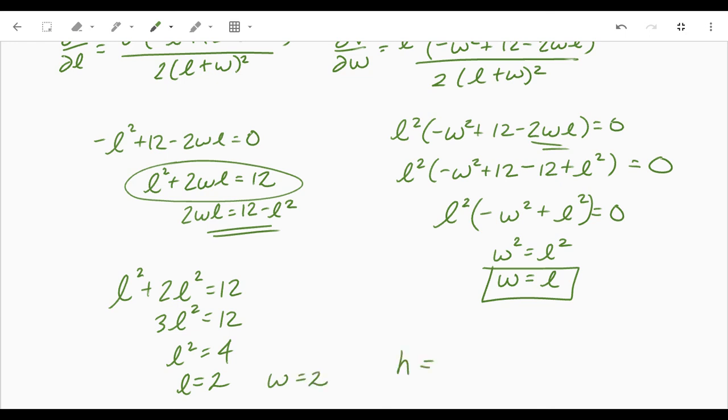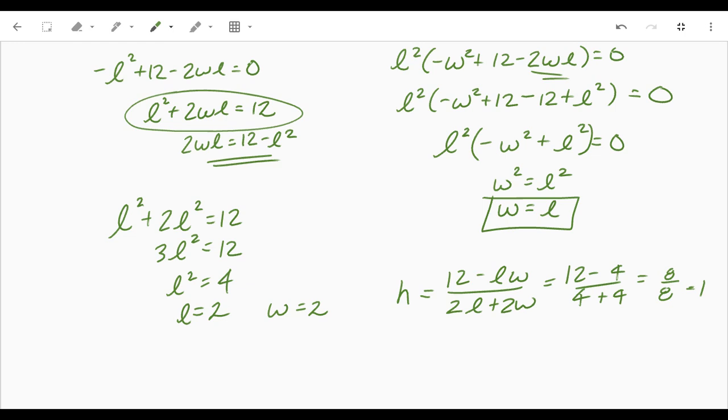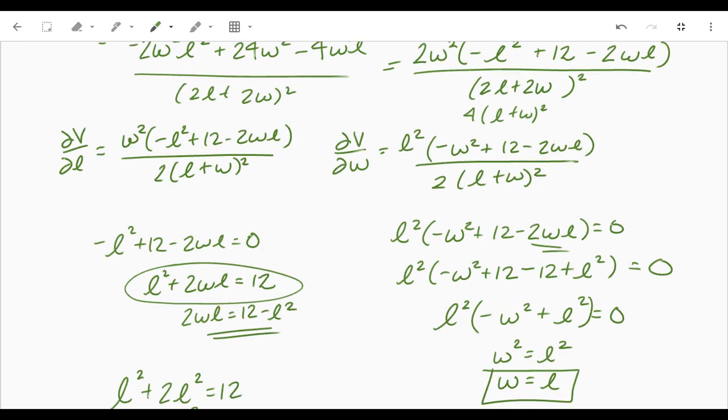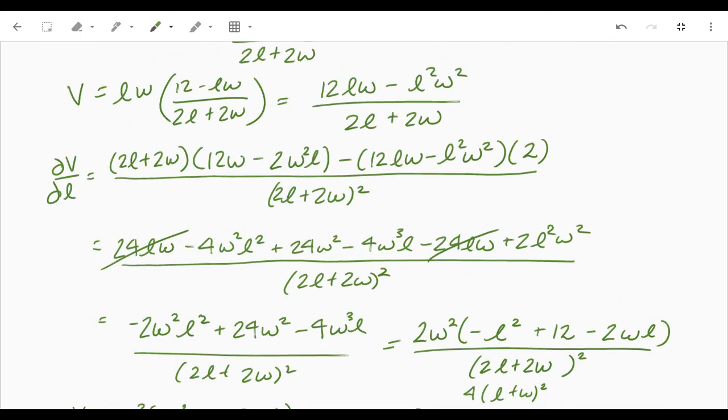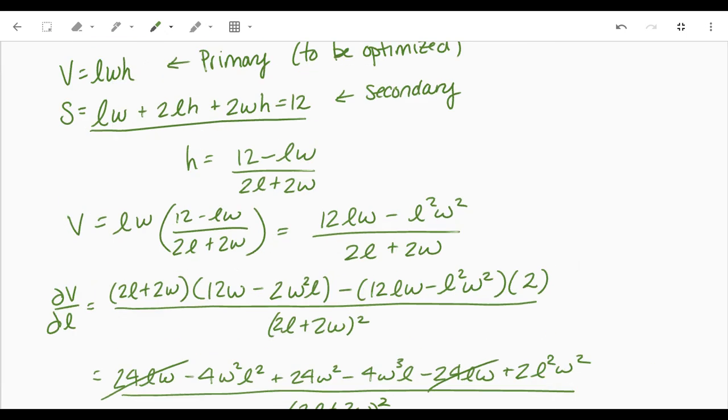And then our height, with that height formula above, 12 minus LW over 2L plus 2W, which would be 12 minus 4 over 4 plus 4, which would be 8 over 8, which is 1. Okay, so H is 1, and then the maximum volume would be 4. Okay, and we learned that in the last section. That's something that we could do. And it wasn't awful, right? It looks kind of awful, but it wasn't awful.